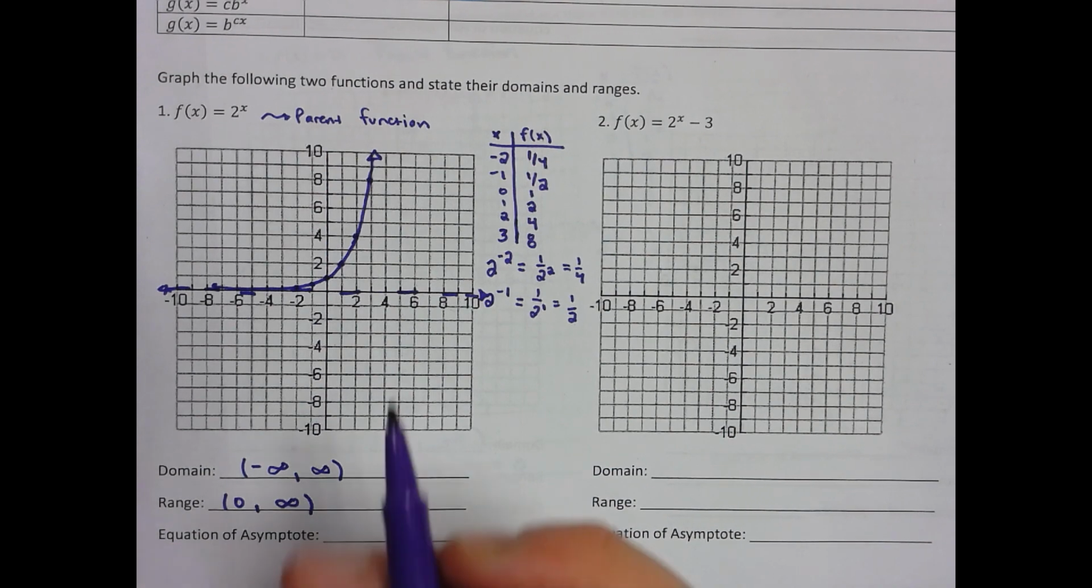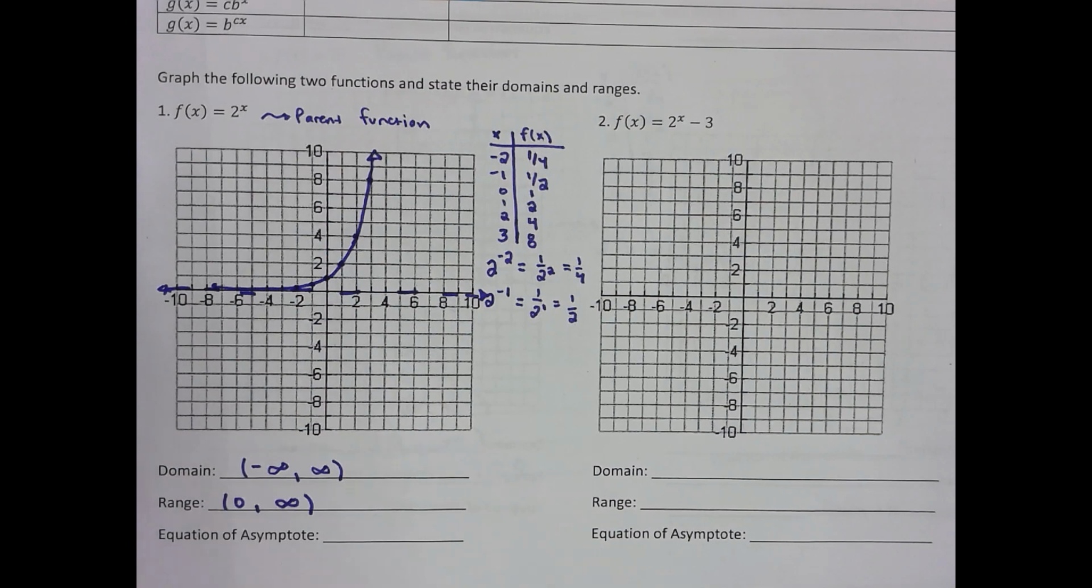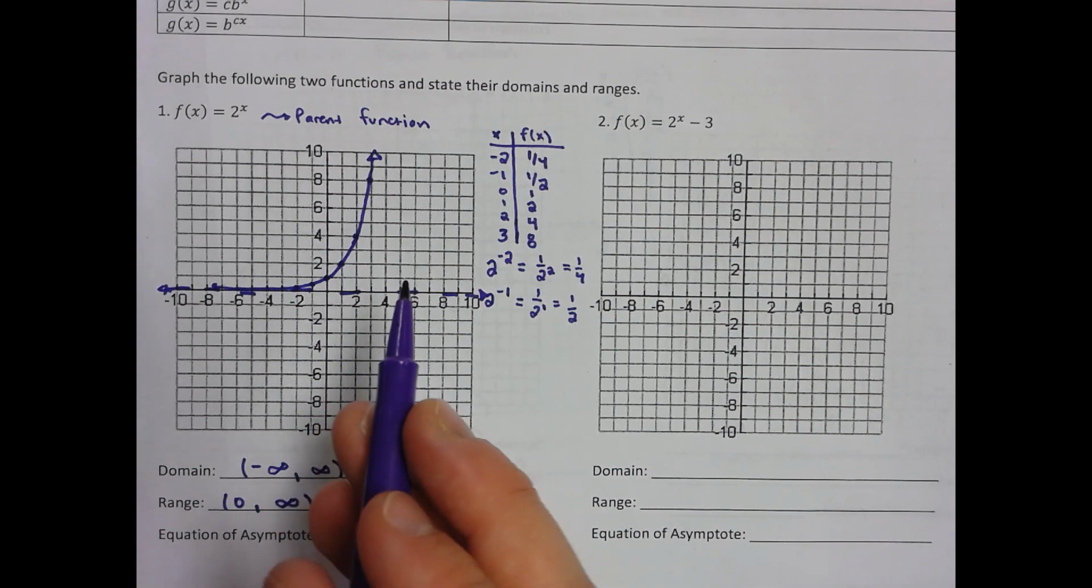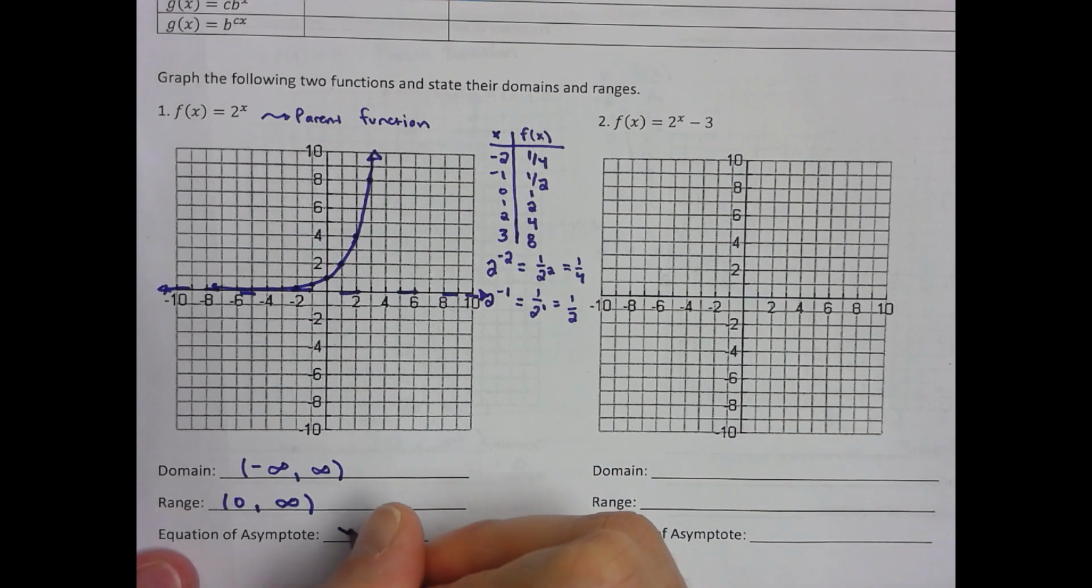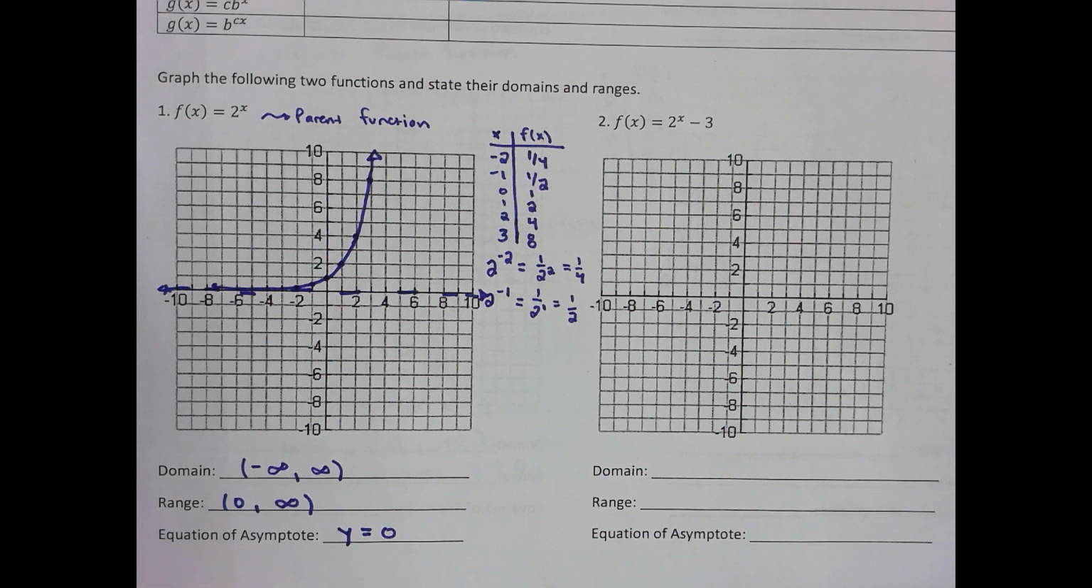Then the asymptote, okay, that is a horizontal line where on a horizontal line, it's the y coordinate that's always staying the same. So in this case, y is staying the same at 0. So the equation of our line is y equals 0.